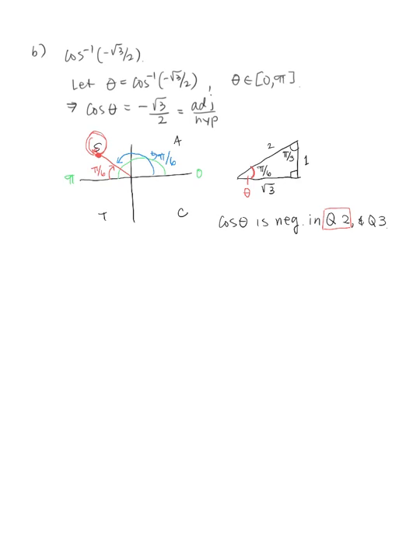Let me just write every step out. So therefore, the angle, which lies in quadrant 2, is 5 pi over 6. Okay, therefore, our answer: cosine inverse of negative root 3 over 2 is going to be 5 pi over 6.